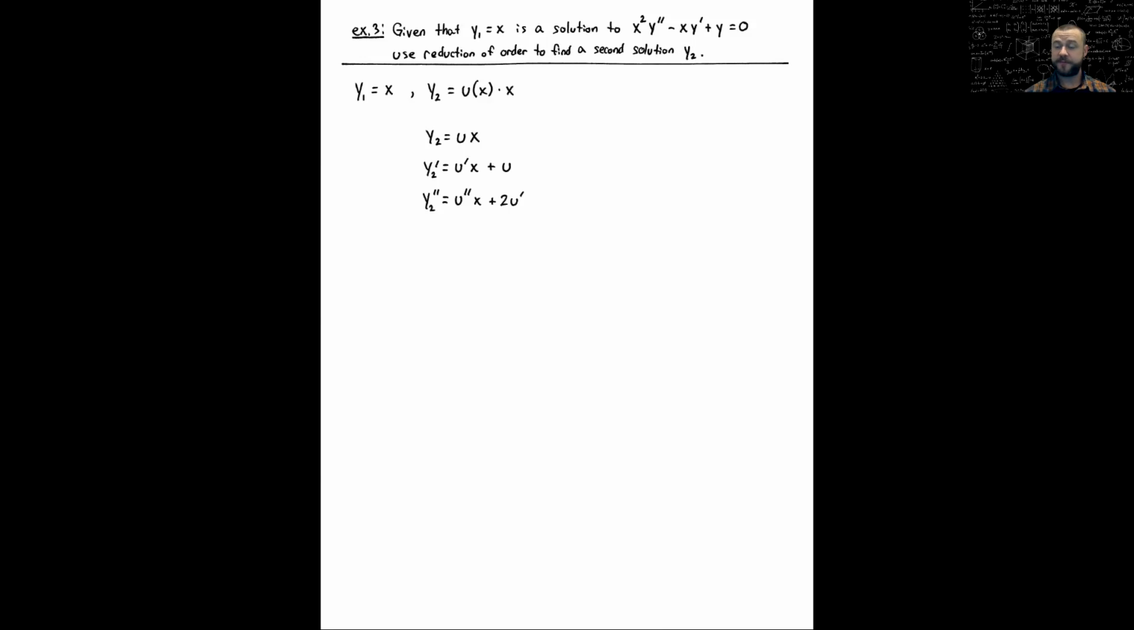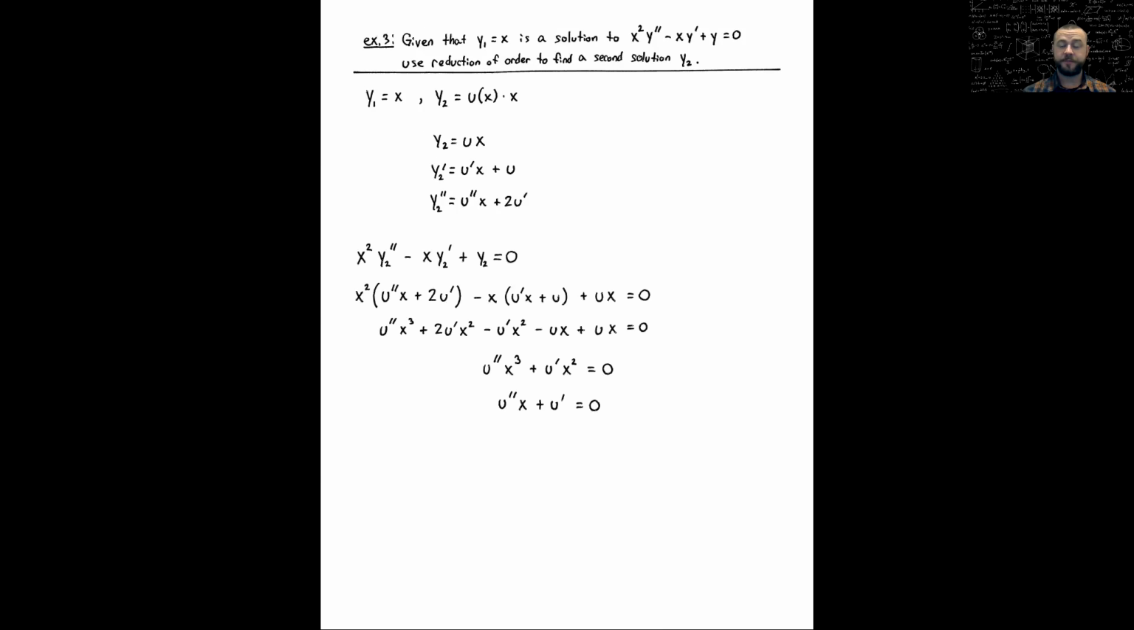All right, this is just a straightforward product rule calculation to get y2 prime and y2 double prime. And we can just plug those in to the differential equation. Be careful with the factors in front of y double prime and y prime, x squared and negative x respectively. They're going to distribute through the parentheses. All right, just be careful with your distributions and multiplications and signs. And you should find that, in fact, again, the u terms cancel out, leaving you only with terms with u prime and u double prime.